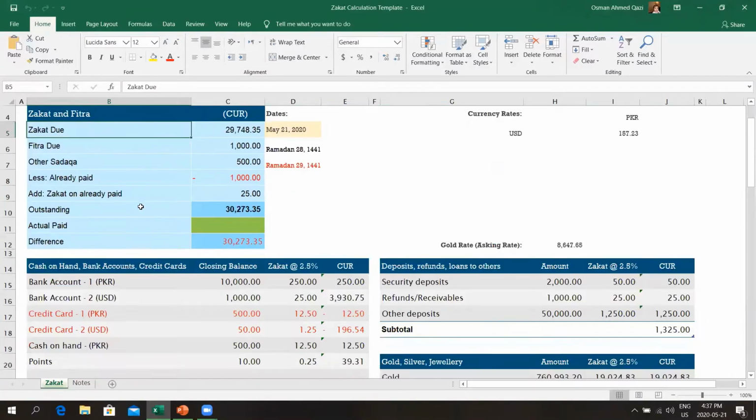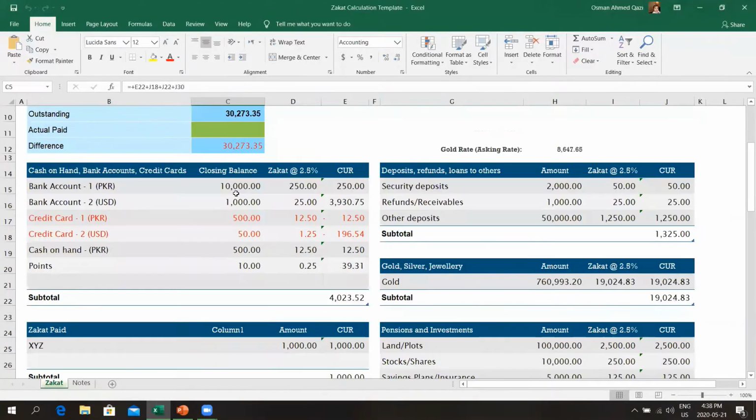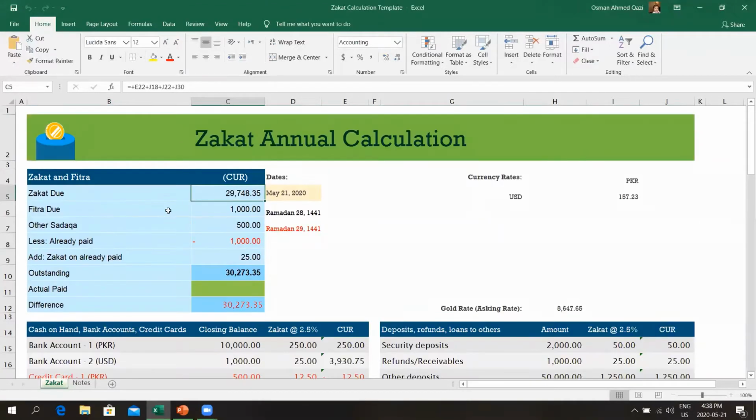So at the top here is basically a summary that gives me what's happening in the sheet. So this is the zakat due. This whole zakat due sums up from different portions here. Fitra due. Now fitra, you have to see the region you're living in and what the ulama have told you is the amount. But remember, that's the minimum amount.